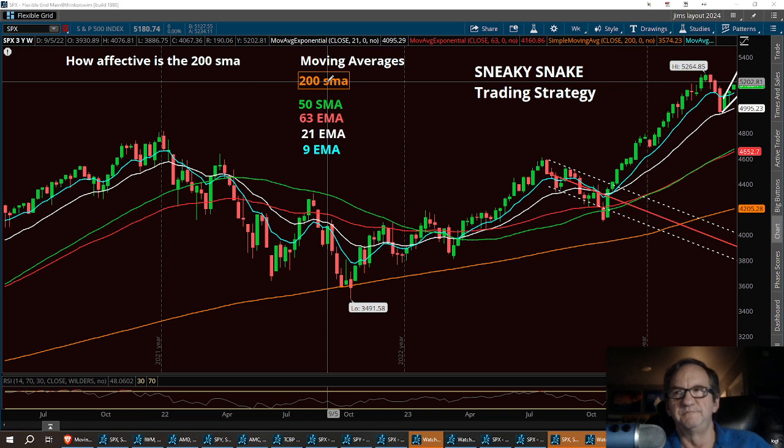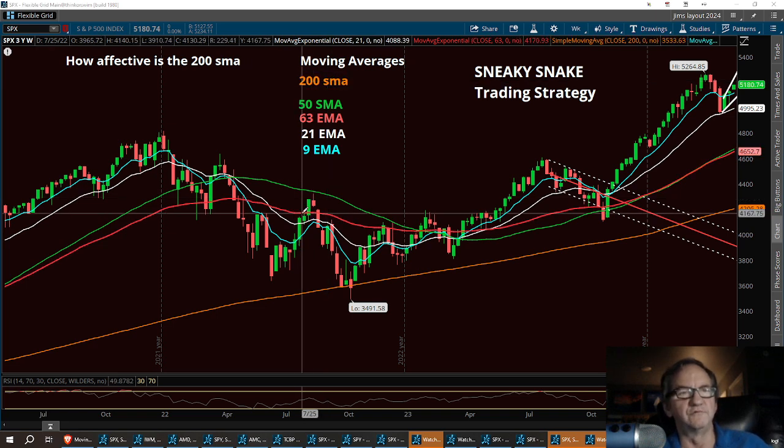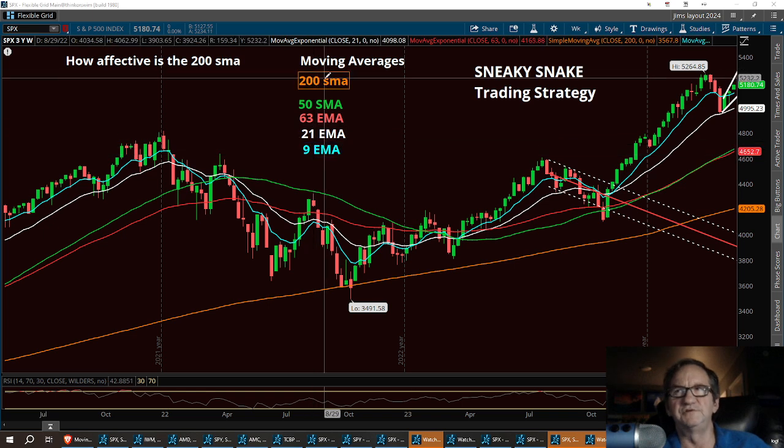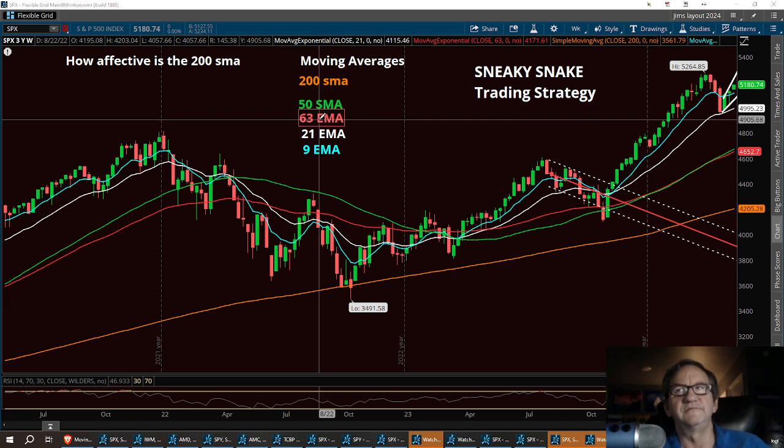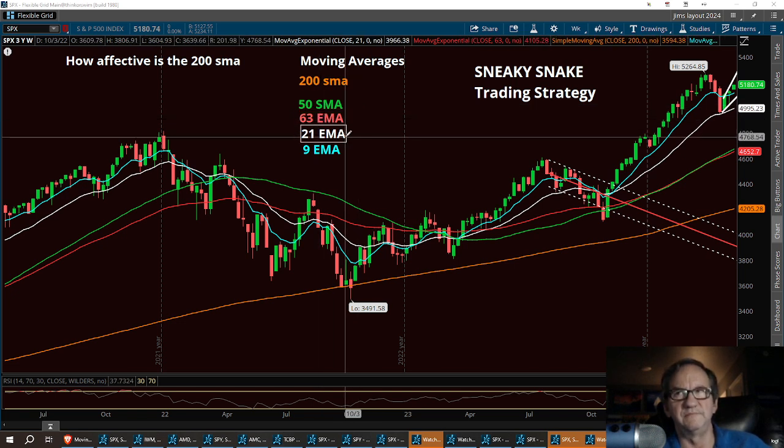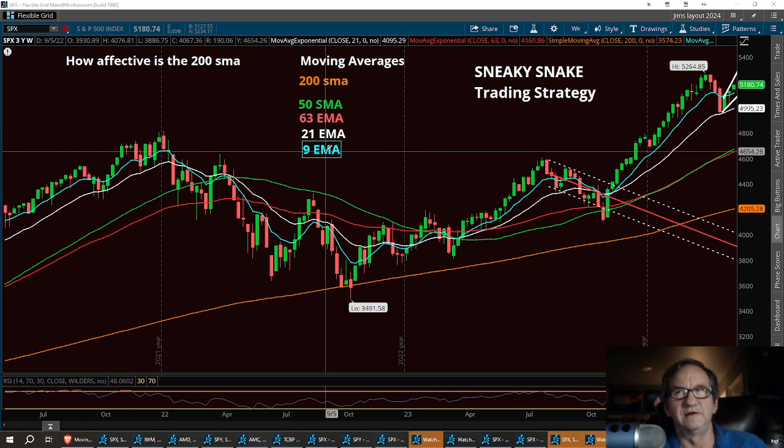So that's basically what I wanted to go through, the 200 SMA and how I use these other ones that go along with it. I have the 200 SMA in orange. I have the 250 SMA in green. I have the 63 EMA in red. I have the 21 EMA in white, and then I have the 9 EMA in blue.